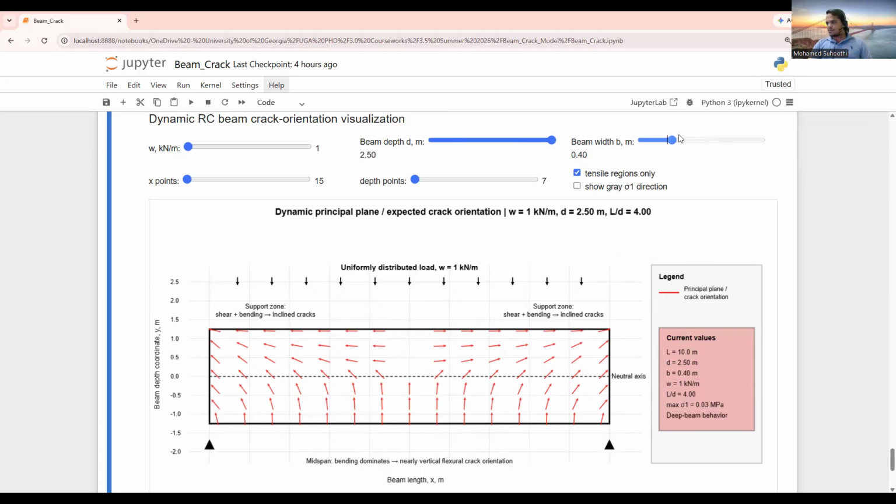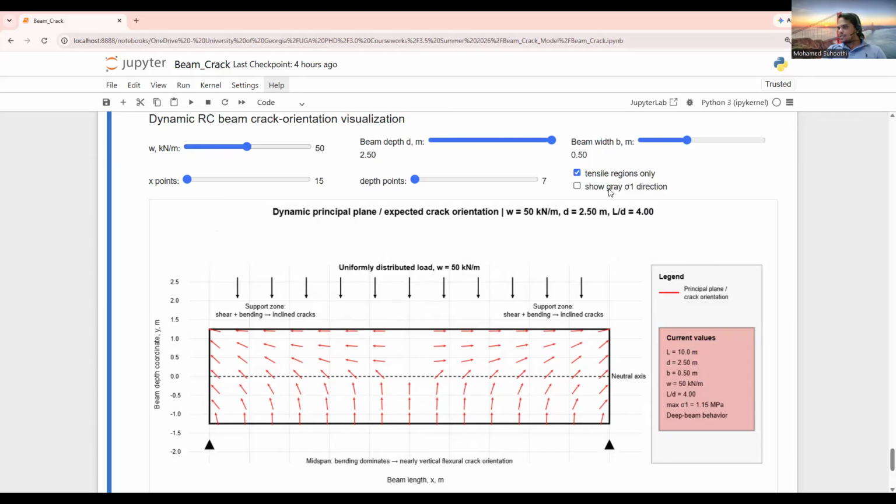When I increase B, you can see the principal stress value here will change, right? Because when I change the B, the shear stress will vary, therefore the principal stress varies. Then also let me increase the load, around 50 kilonewton per meter, right? Here you see something. This is actually the crack orientation, the red arrow, the crack.